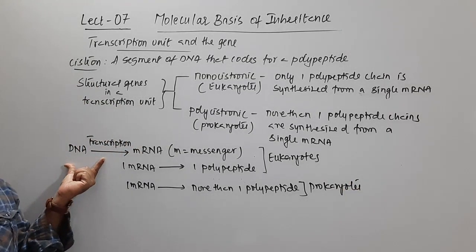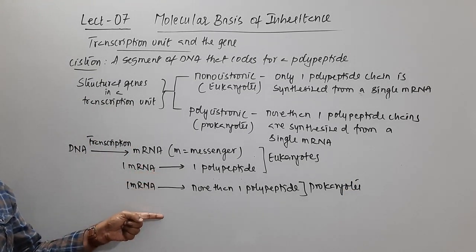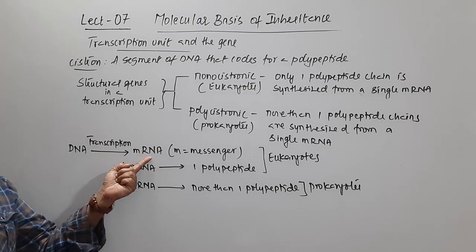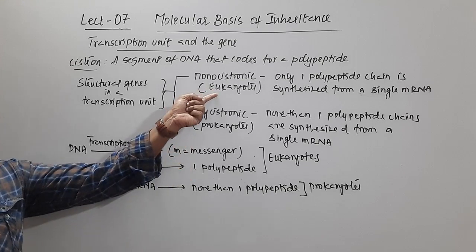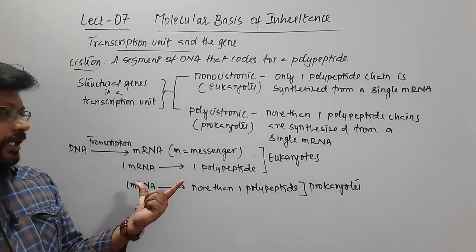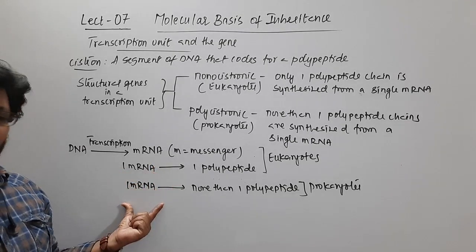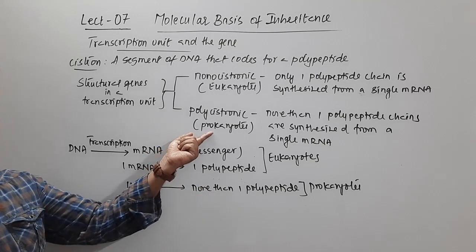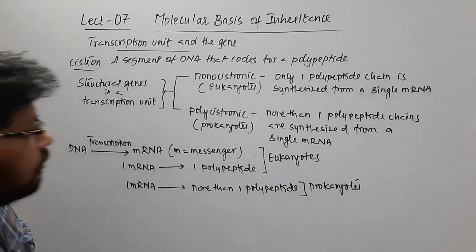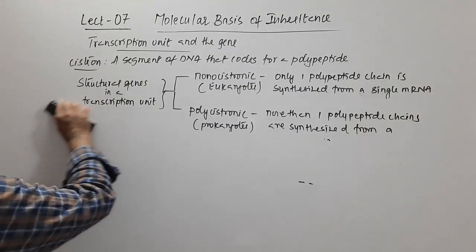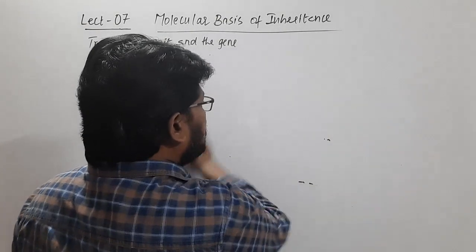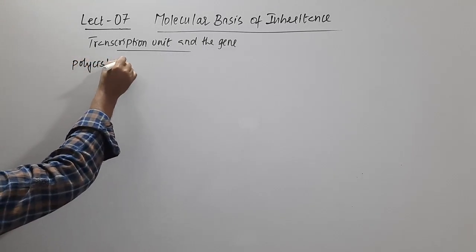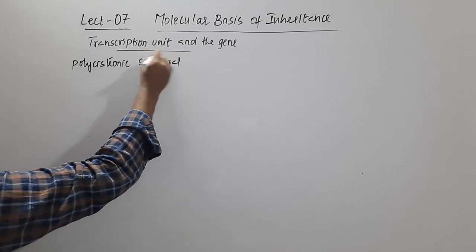Of course, the same process needs to take place whether it is eukaryotes or prokaryotes, right? The transcription has to take place for the formation of mRNA molecule. Now this mRNA molecule, if it codes only for one polypeptide, then the condition is called monocistronic, right? And if one mRNA molecule codes for more than one polypeptide, then the condition is called polycistronic. Now we will see how these polycistronic structural genes are present first.